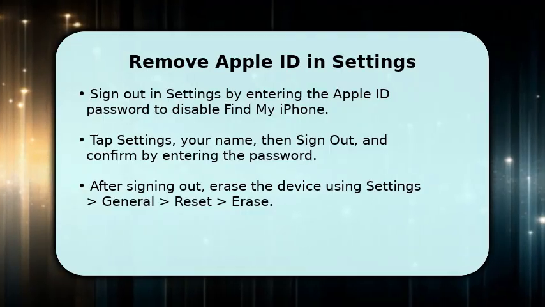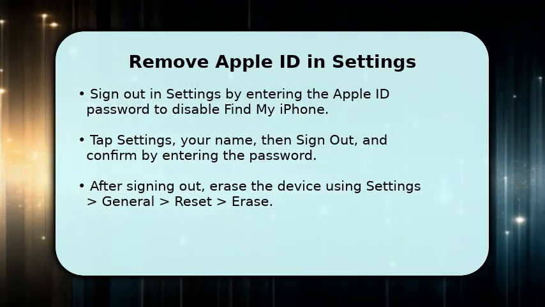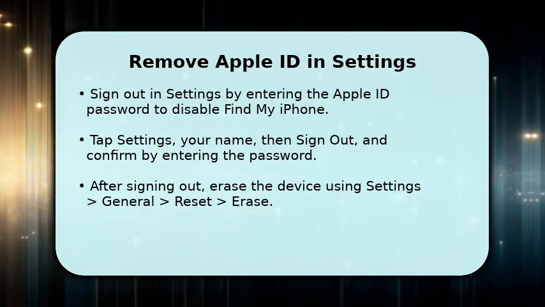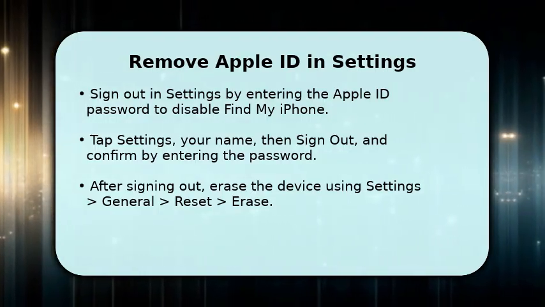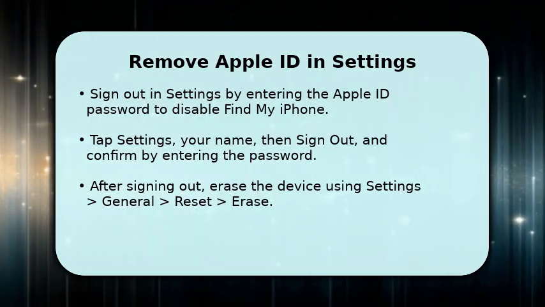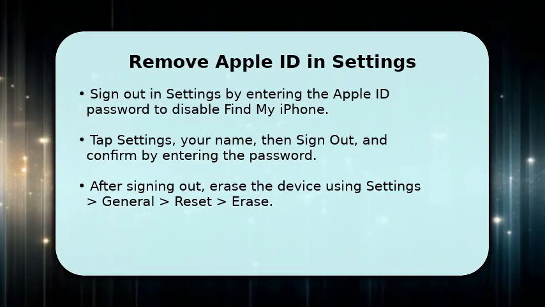To remove the Apple ID, directly open Settings and tap the account name. Choose Sign Out at the bottom of the account screen and enter the Apple ID password when prompted. This action disables Find My iPhone and removes the activation lock tied to that Apple ID.